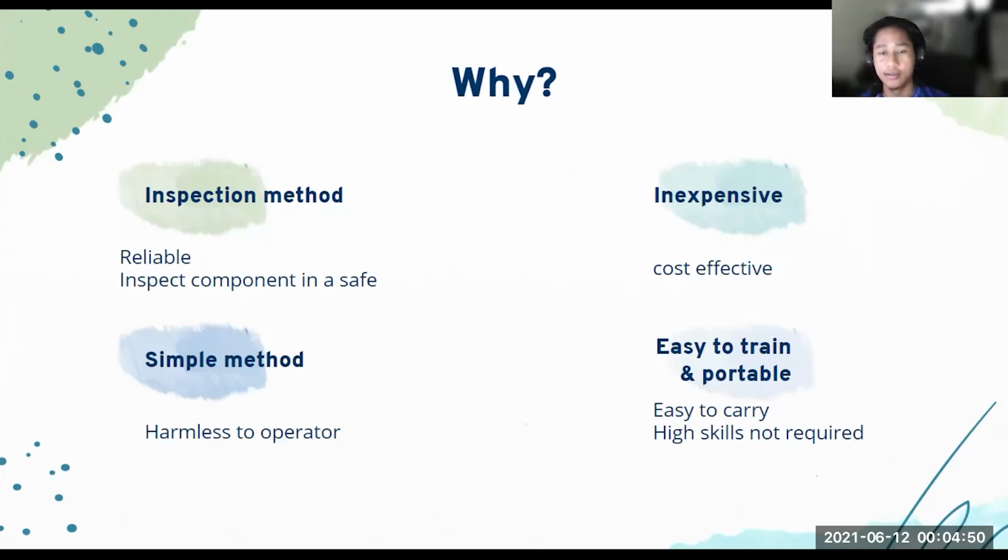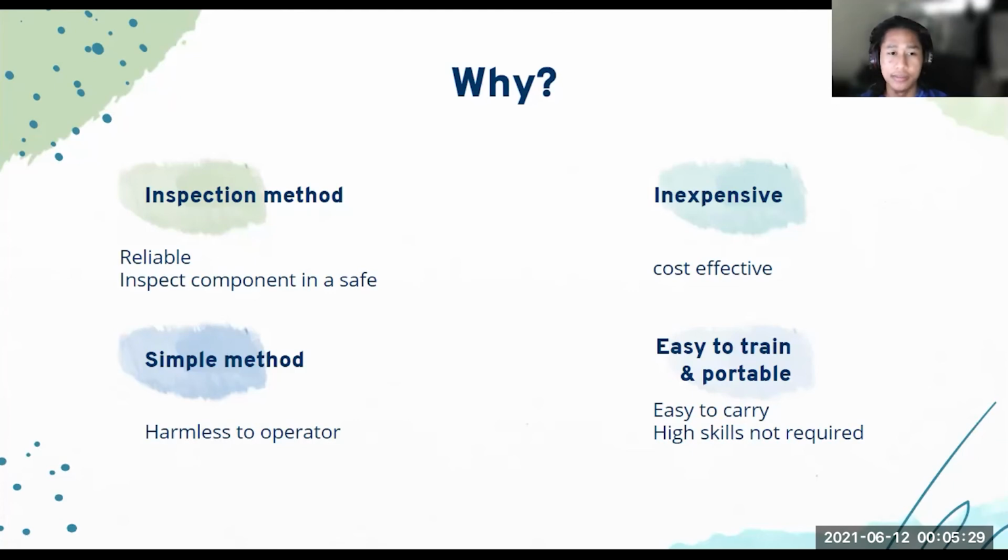Next point is inexpensive. NDT visual does not involve expensive equipment. Actually, the equipment used is cheap and can also be used again and again. Also, it does not require the labor that other methods require, such as radiographic. That method requires not only one person's skills. So next is the simple method.